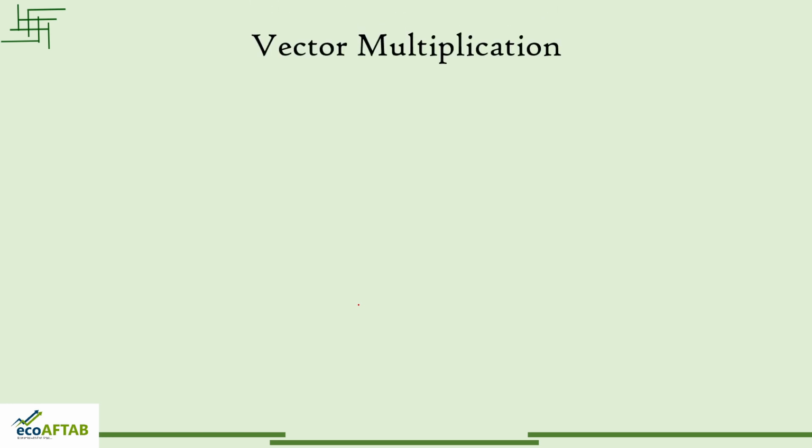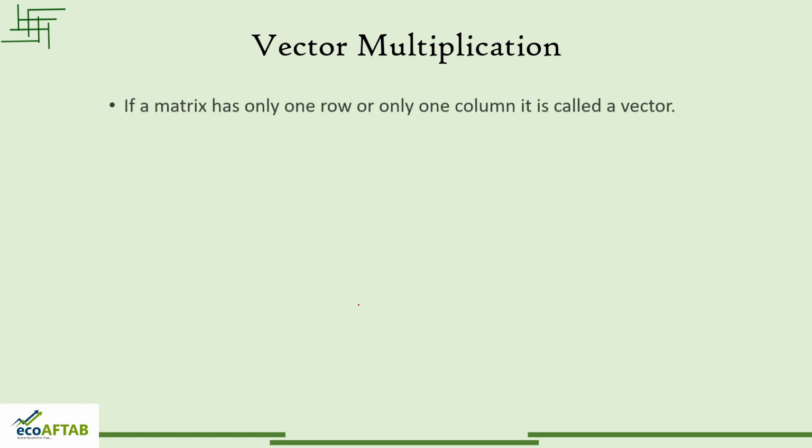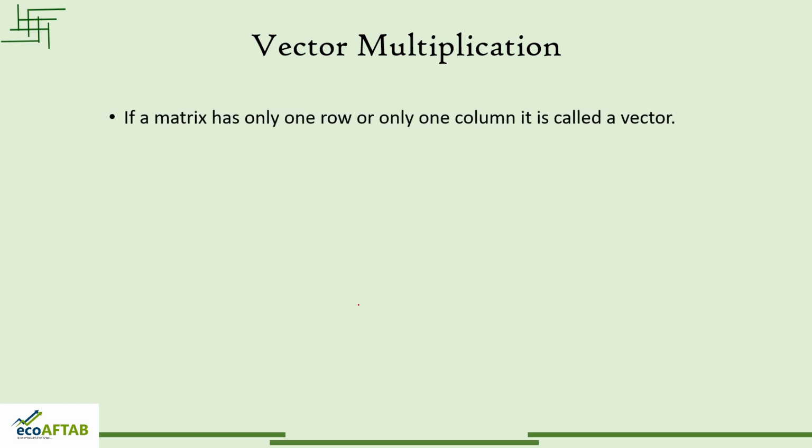Vector multiplication. Now the things are going to be more interesting. If a matrix has only one row or only one column, it is called a vector. So what do you mean by vector? If a matrix is having only one column or it is having only one row, it is called a vector. It can be a row vector or it can be a column vector.